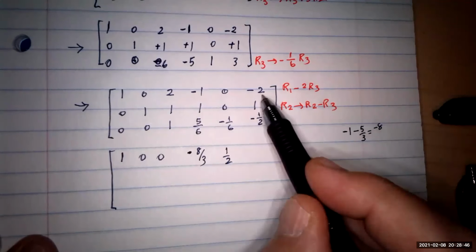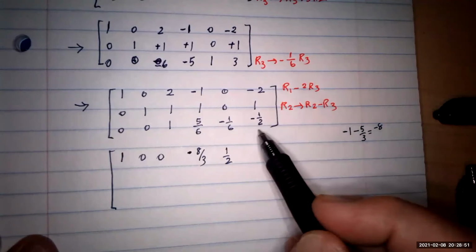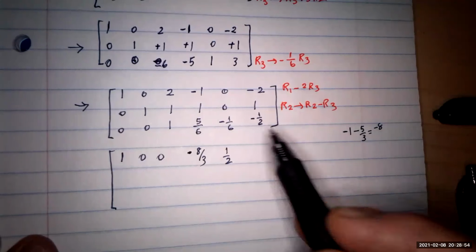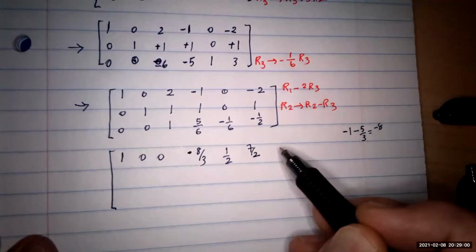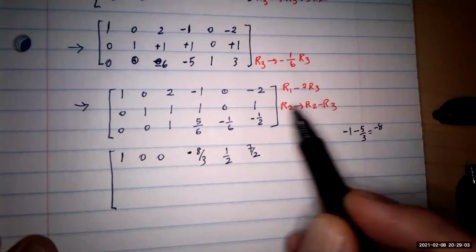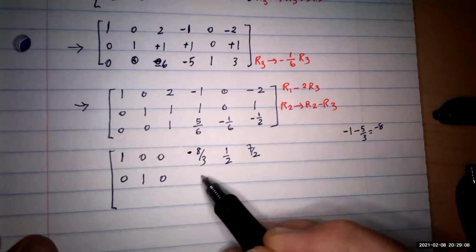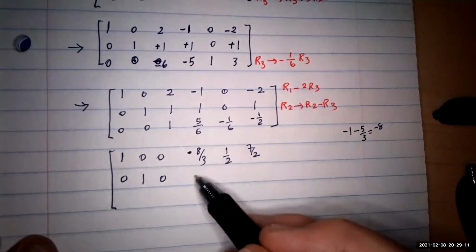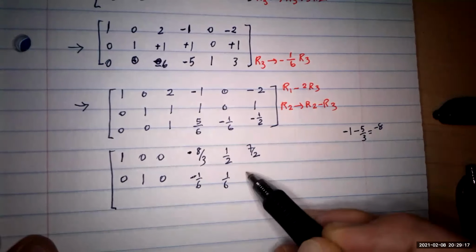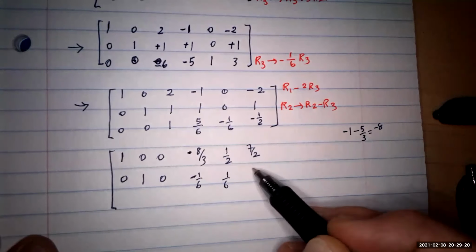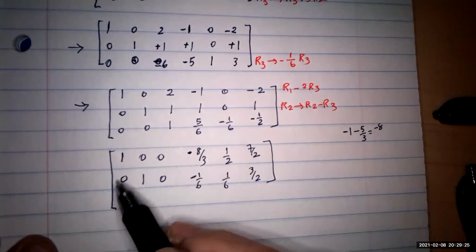And here it's going to be negative 2. Negative 2 times negative 2 would be 4, and that's going to be 4 minus 1/2. It's going to be 3.5, which is 7/2. Now R2 minus R3 is going to be easy. That's going to be 0. R2 minus R3 gives us a negative 1/6. Okay, this would be positive 1/6. And this is going to be 3/2.